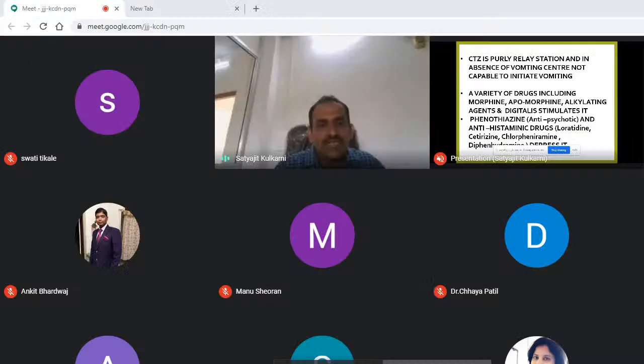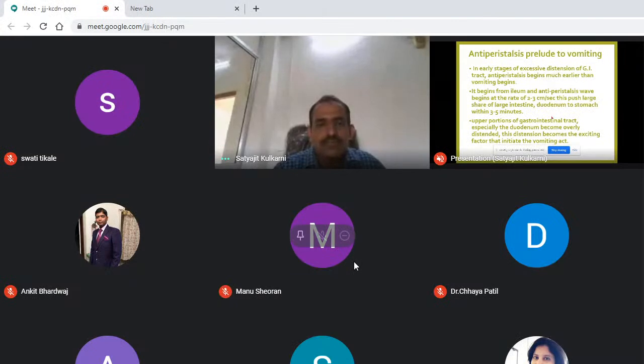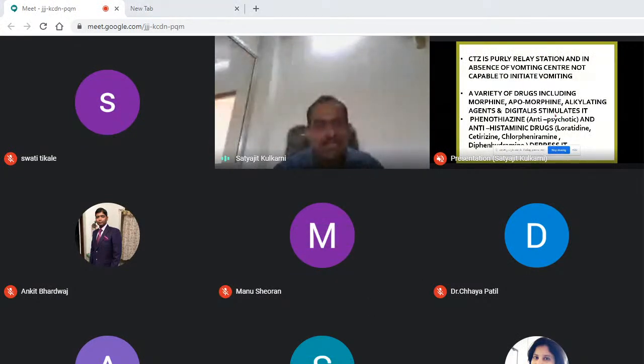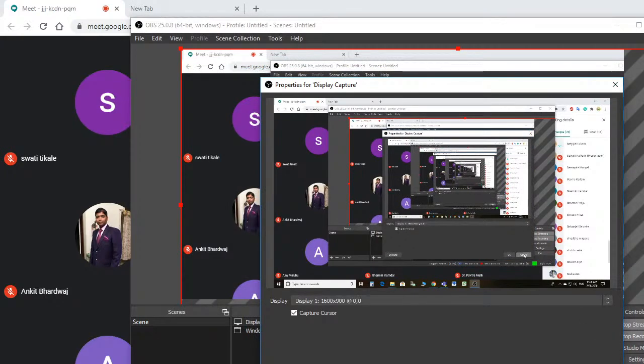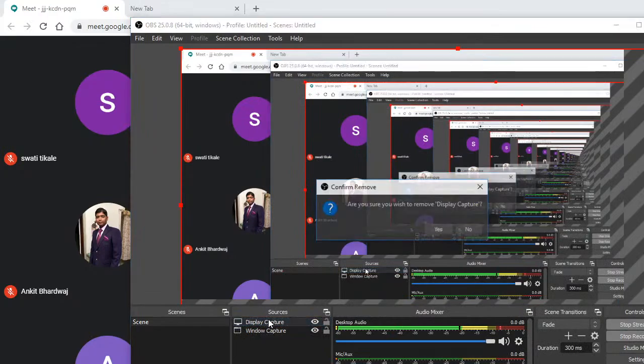A variety of drugs including morphine, apomorphine, alkylating agents, digitalis, stimulants, various drugs from modern science, that is morphine, apomorphine, digitalis, stimulate the CTZ and cause vomiting, and phenothiazine and antihistaminic drugs, cetirizine, chlorpheniramine, depress it. Some drugs cause stimulation of the vomiting center, and conversely, other drugs cause depression of the vomiting center. Now you may be clear that for vomiting, the vomiting center or chemoreceptor trigger zone has to be stimulated. Now, when it is stimulated, a very important phenomenon occurs, that is antiperistalsis related to vomiting.